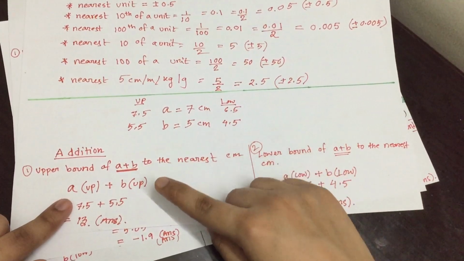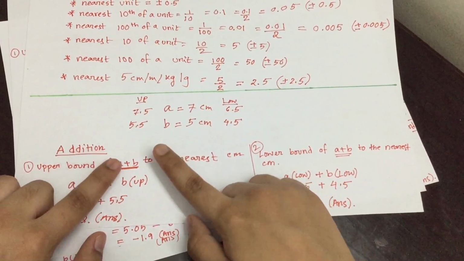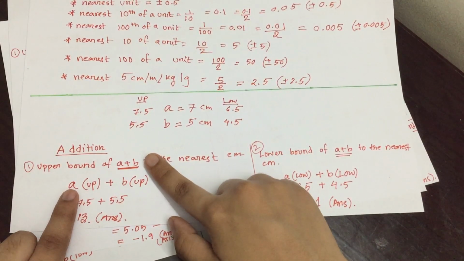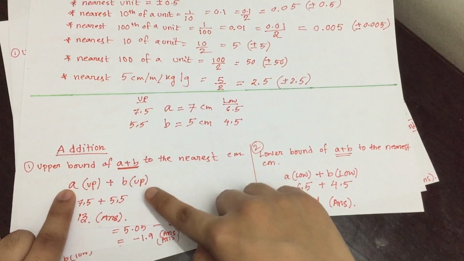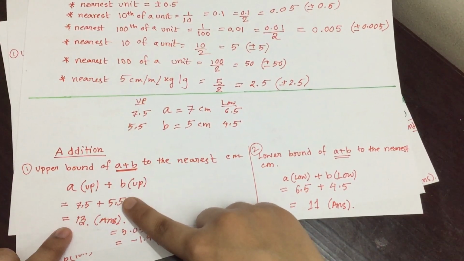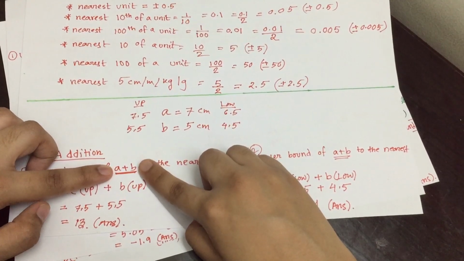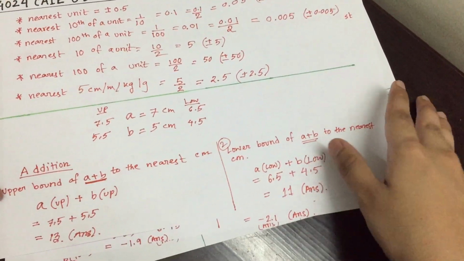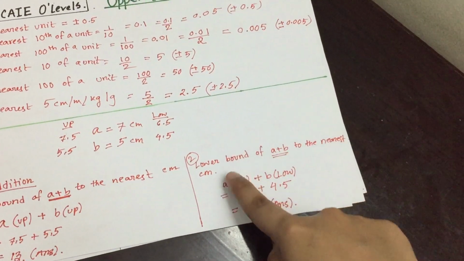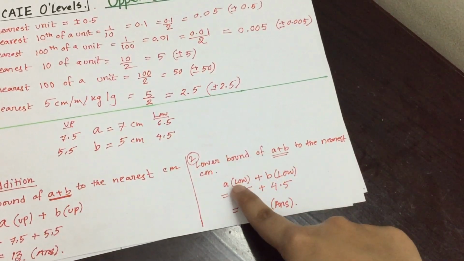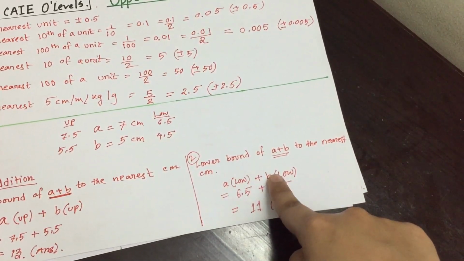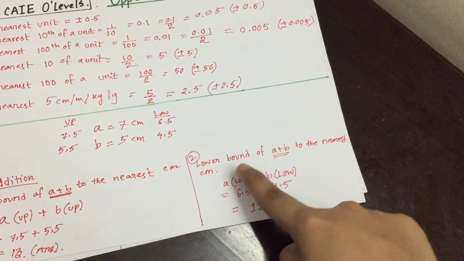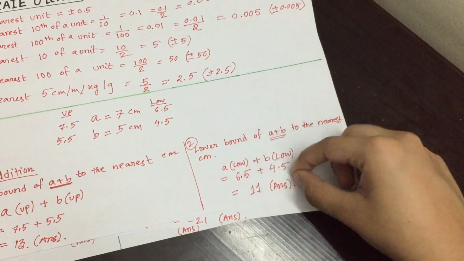And when we are asked to find the upper bound of A plus B, we take the upper bound of A and also the upper bound of B, and then we add them together to get the combined upper bound of A plus B. Similarly, if it says lower bound, then it's again both the lower bounds of A and B to get the combined lower bound of A plus B. So this is my answer.